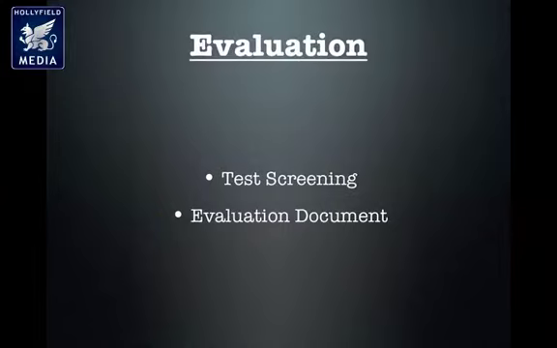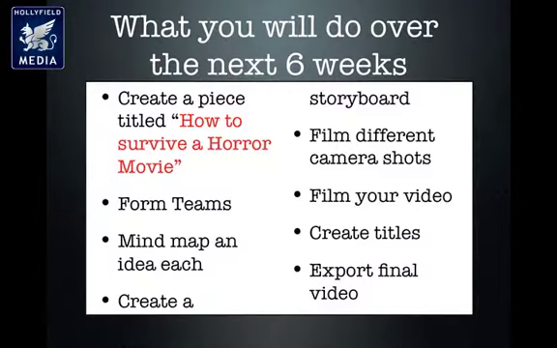Evaluation. You do a test screening where people watch your film, and you make an evaluation document. So those are the various stages that you're going to have to go through when we make our final horror film. But for the purpose of the pre-task, we're going to be doing a few sections from each one. So, this is what you're going to do over the next 6 weeks. You're going to create a piece called How to Survive a Horror Film.